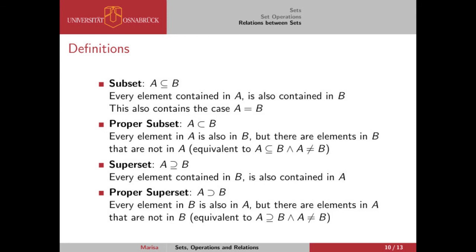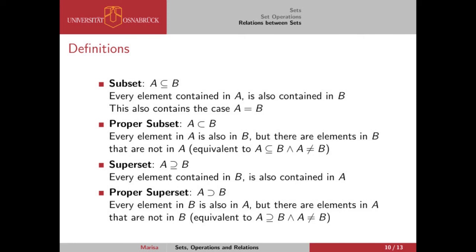Of course, there can also be other relations between two sets. Like all relations, they have their own notations. The notations you see here are very fundamental and therefore important to remember. First of all, let's take a look at the subset. A is a subset of B if every element contained in A is also contained in B. So A is a smaller or equal set that is fully contained in B.